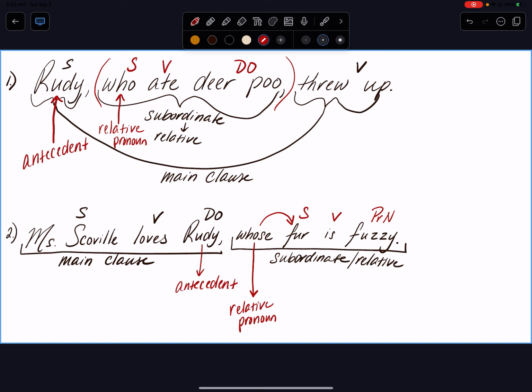nominative, I guess. How do you know? Obviously we know that Rudy's a dog and Scoville's a human, but how do you know? Because it could be Miss Scoville loves Rudy whose fur is fuzzy. Then wouldn't it be Rudy loves Miss Scoville? If he was talking about Miss Scoville, it'd be Miss Scoville whose fur is fuzzy loves Rudy. That's what Tiffany asked before. The relative pronoun has to go directly behind the antecedent. So this has to apply to Rudy because the relative pronoun follows directly behind him. If I wanted to say Miss Scoville whose fur is fuzzy, I'd have to put it directly behind Miss Scoville's name.